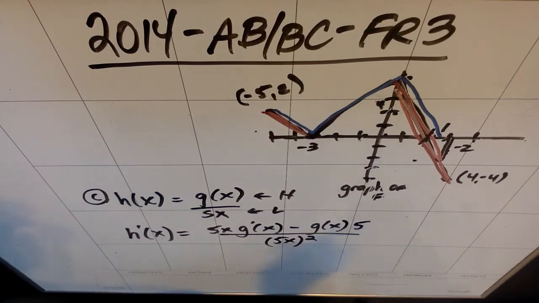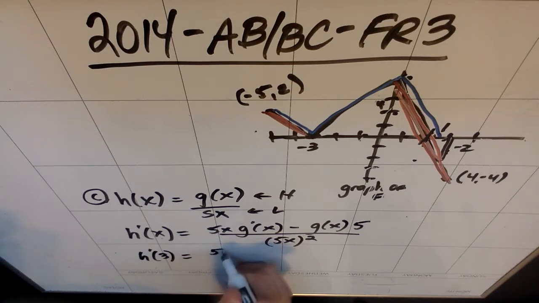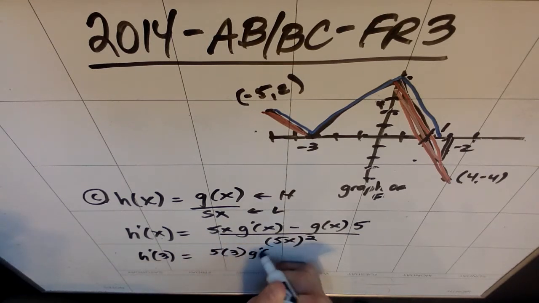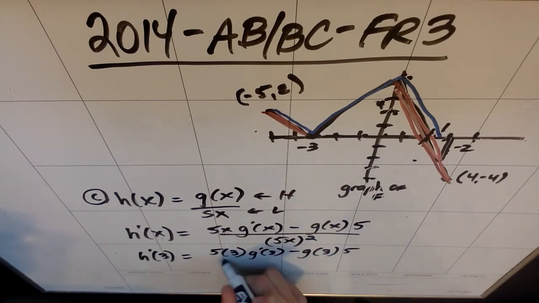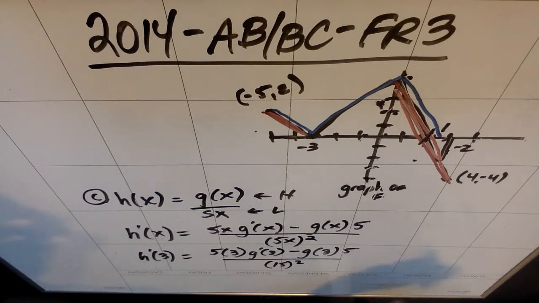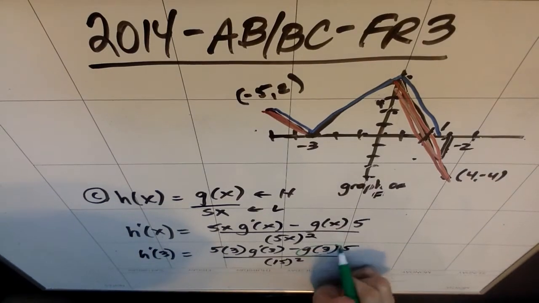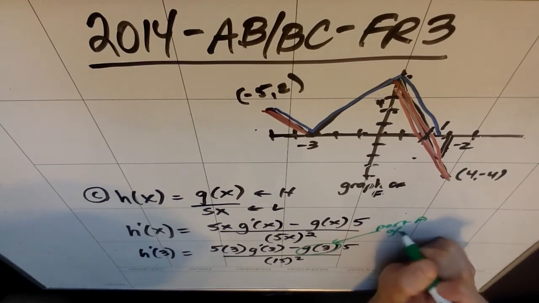Great. So now we want h prime of 3, which means we need to have 5 times 3 times g prime of 3 minus g of 3 times 5 all over 5 times 3, which is a 15 quantity squared. Okay, cool. So before we can do this, we need g of 3, but conveniently we already have g of 3 because this was part A, right? In part A, we found that g of 3 was a 9.